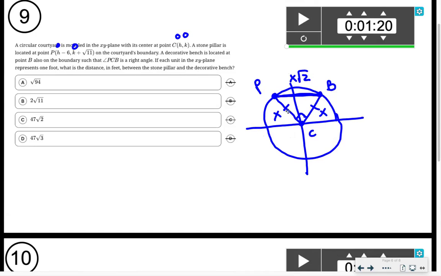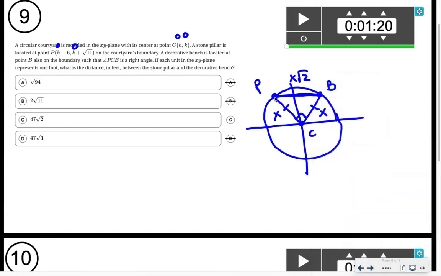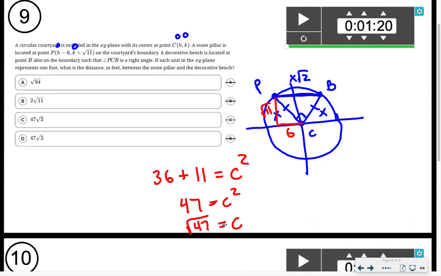So the way that I'm going to get x is I am going to look at this right triangle, where this distance is 6. Really, it's negative 6, but I can think of it as positive. I'm going left 6, and this is root 11. So I'm just going to do the Pythagorean theorem to get that. So I'm going to do 6 squared plus root 11 squared equals c squared. So I get 47 equals c squared. So root 47 is equal to c.